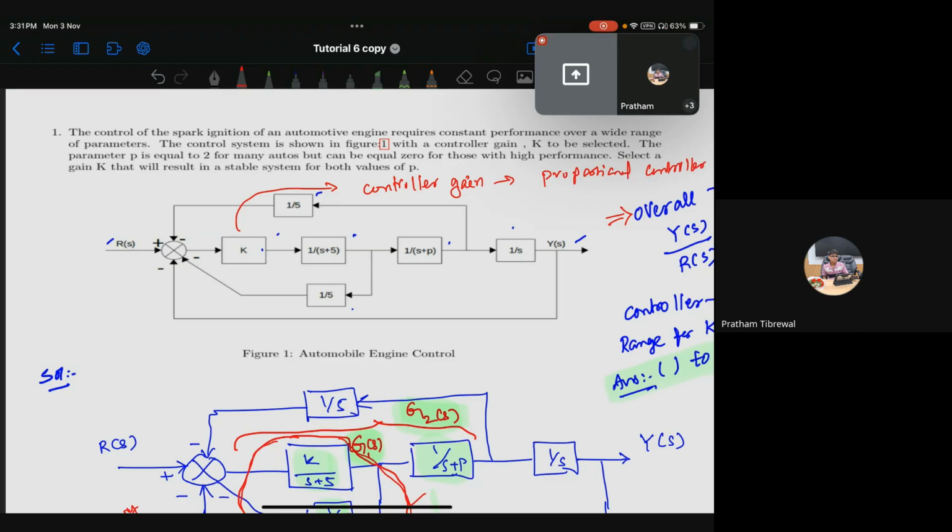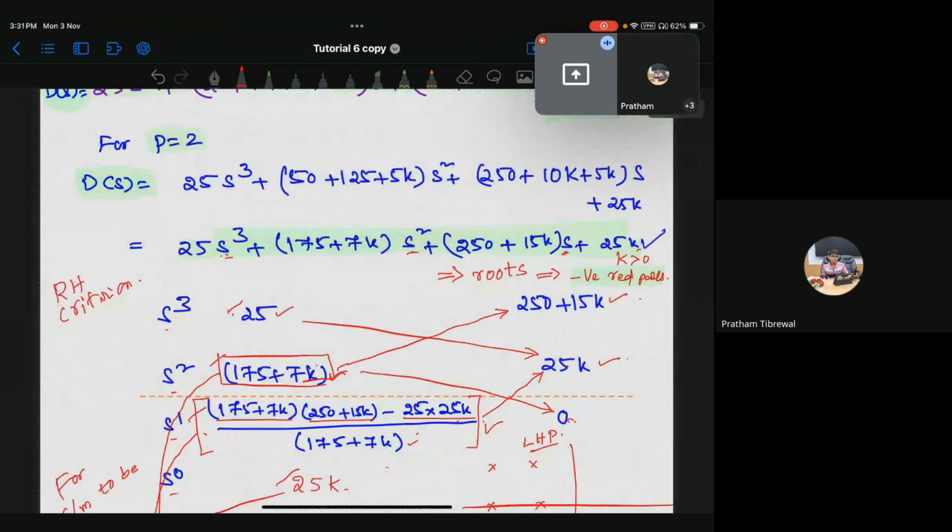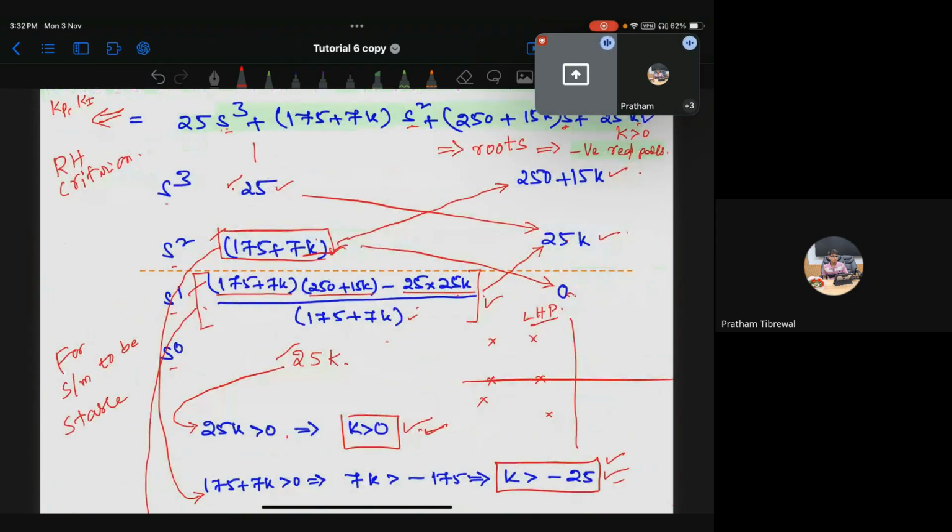What if this controller is a PI controller? Then it would be Kp plus Ki by s. So if it is a PI controller, my expression will be in terms of Kp and Ki, and again my first column is going to be in terms of Kp and Ki.